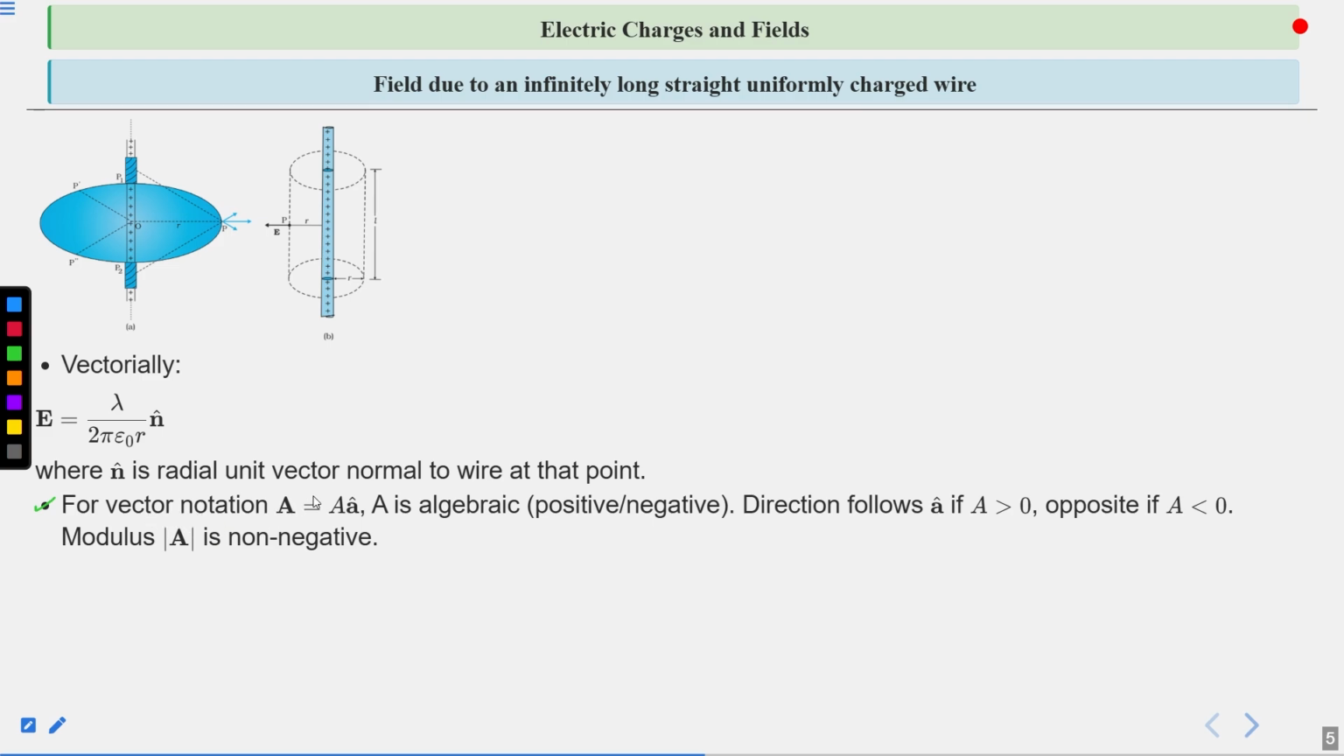For vector notation, area vector A is equal to A into A cap, where A is the magnitude of the area vector and A cap is the unit vector. A is algebraic. It can be any positive or negative number, and direction follows A cap. If A is greater than 0, the direction is along A cap, and opposite if A is less than 0, while the modulus of A is non-negative.